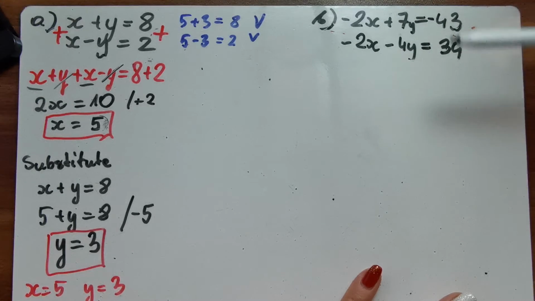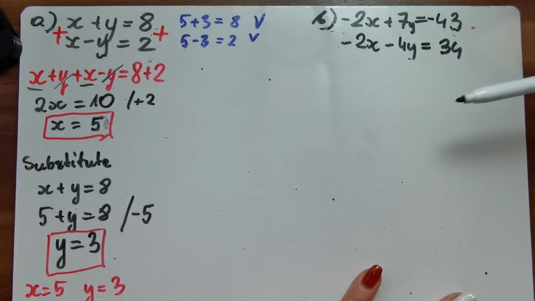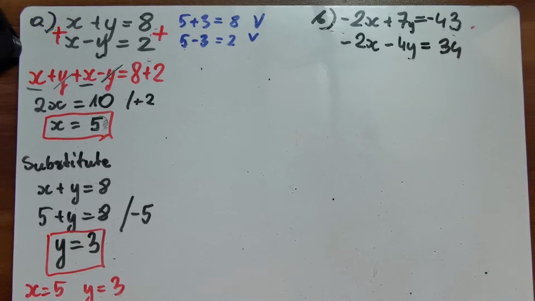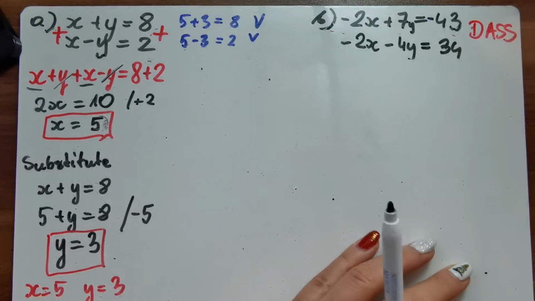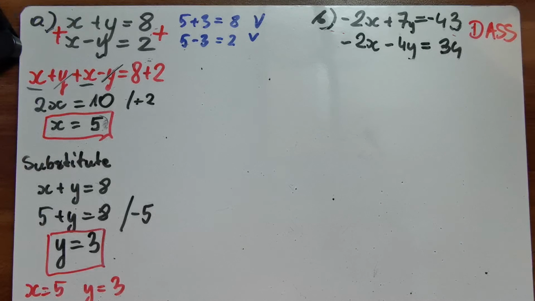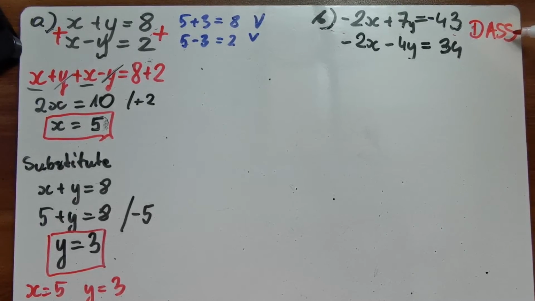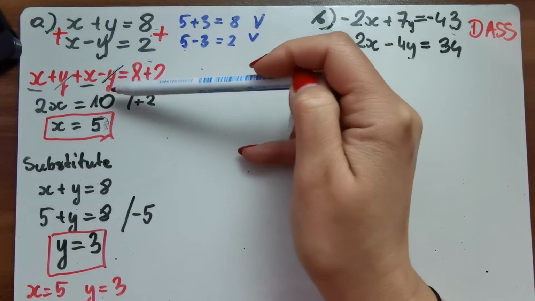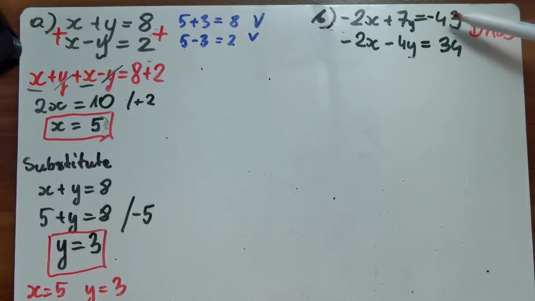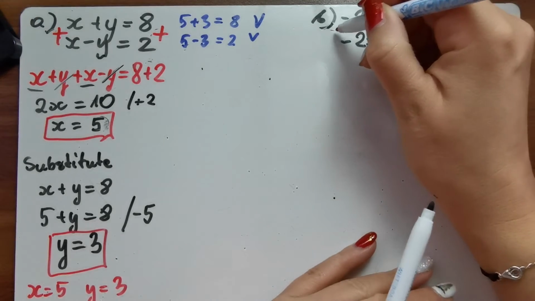Right now we need to decide whether we'll be adding or subtracting those two equations. The easiest way to remember is DAS: different add, same subtract. If we have different signs, we are adding. If we have the same signs, then we are subtracting equations. In the first example we had different signs, so we were adding. Here we have the same signs, so we'll be subtracting both equations.